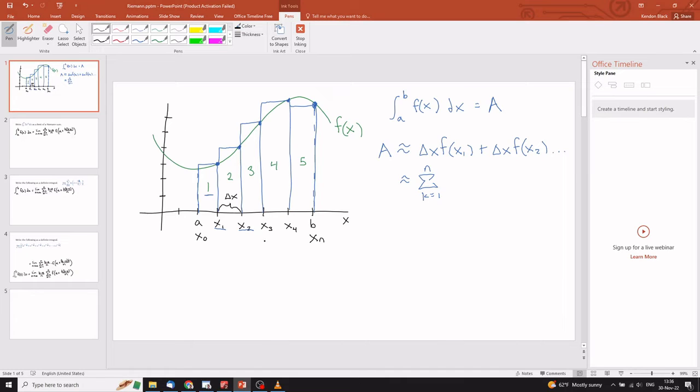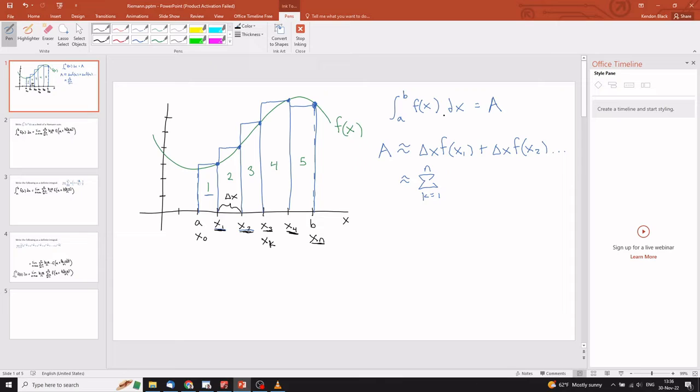So whatever our current x is, that will be x sub k. So x sub k is our current x. So k goes from 1 to n. So when k is 1, we're using this value. When k is 2, we're using this value. When k is 3, we're using this value. When k is 4, we're using this value. And when k is 5, we're using this value.